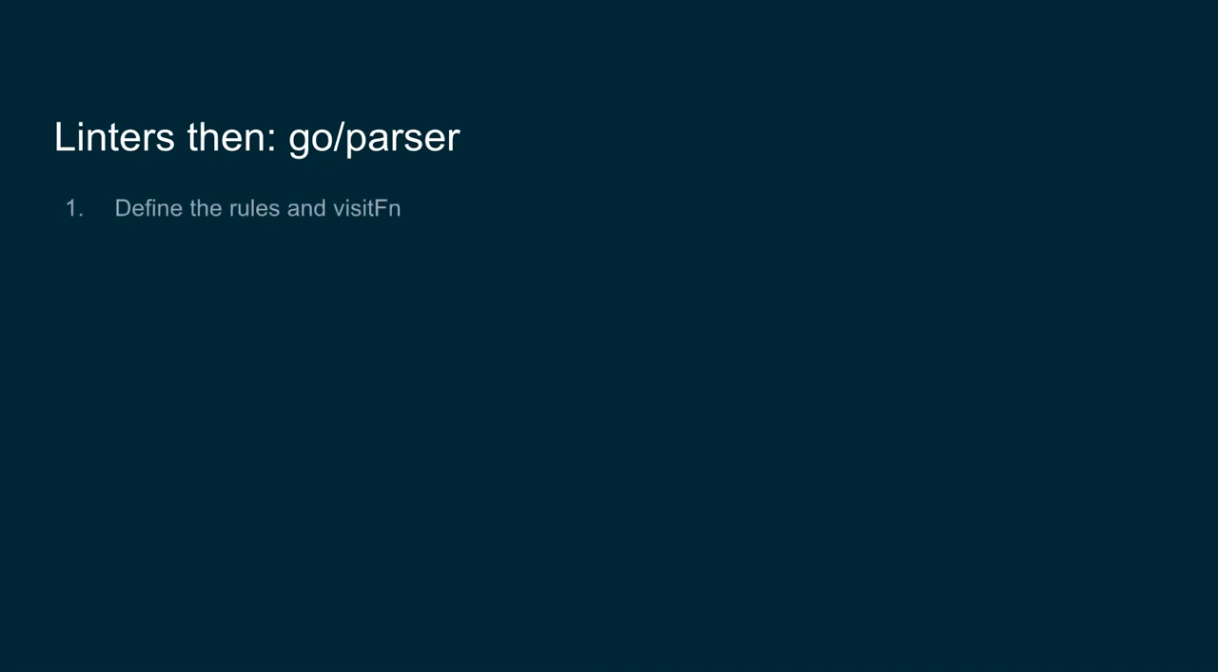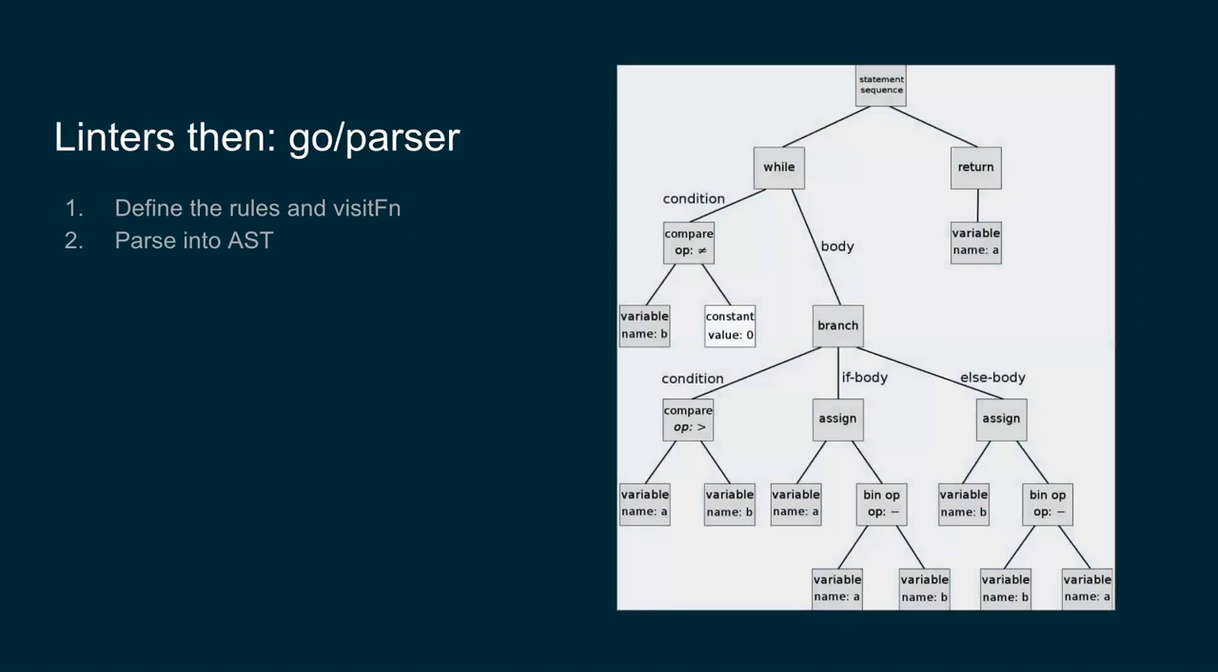I mean, that's obvious. Then, as you want to traverse your AST, you have to define the visit func. This is actually a visitor interface which has a visit func where you're going to apply the defined rules. Then you parse the AST as I showed before, then traverse the AST, and within the traverse try to apply the defined rules using the visit func.